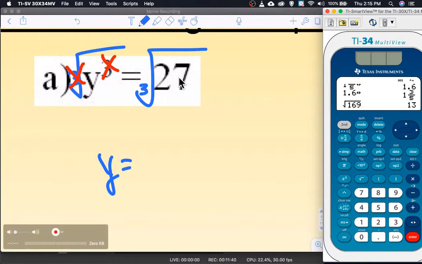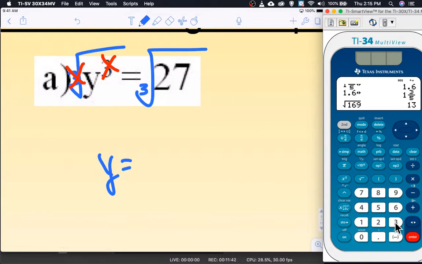The cube root of 27 is, on your calculator, 3, second, caret, 27, equals 3. And there is no negative 3. Just 3. There's only one answer. The only thing you can multiply by itself 3 times and get 27 is 3 times 3 times 3.